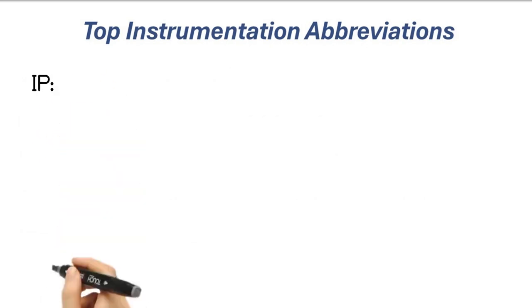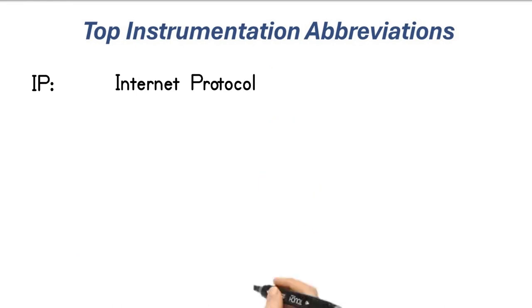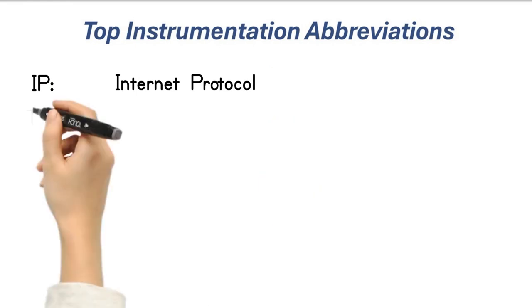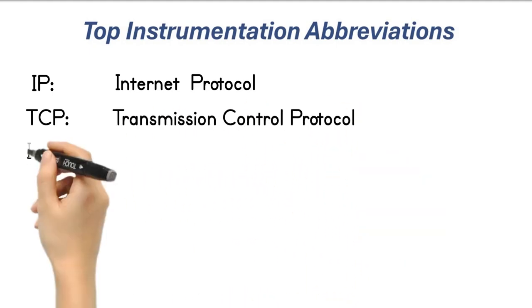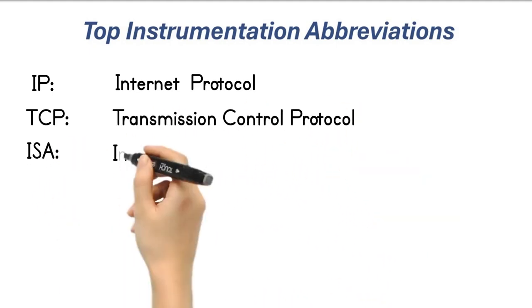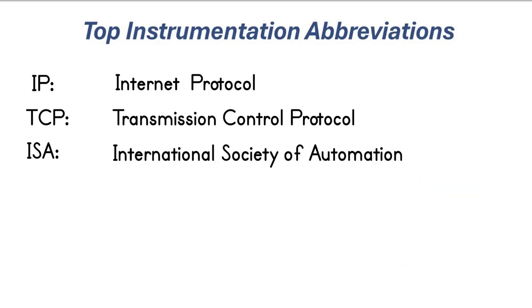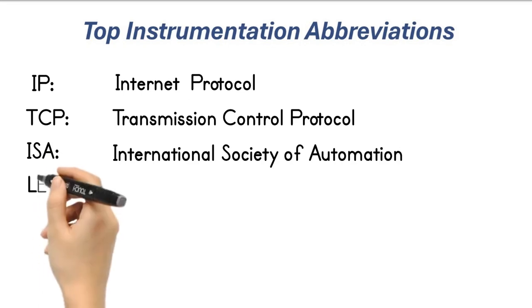IP. IP stands for Internet Protocol, a set of rules governing the format of data sent over the internet or other network. TCP. TCP stands for Transmission Control Protocol. ISA. ISA stands for International Society of Automation, a non-profit professional association for automation professionals.